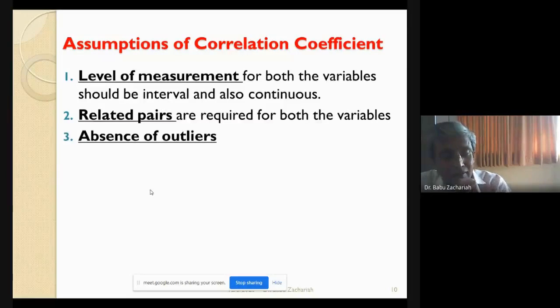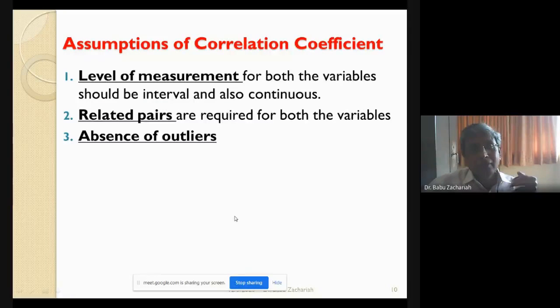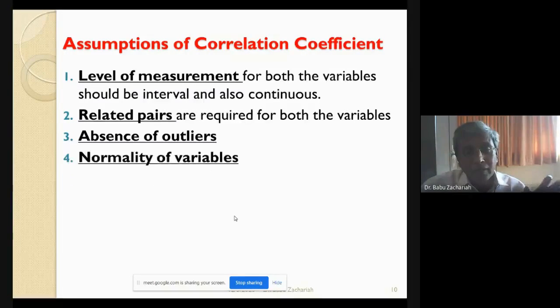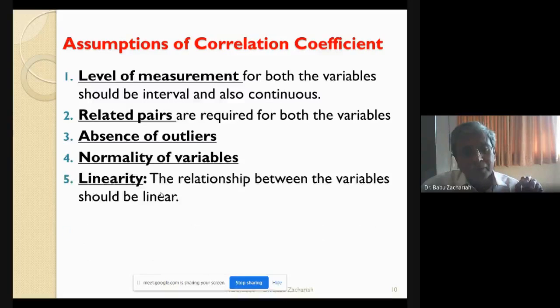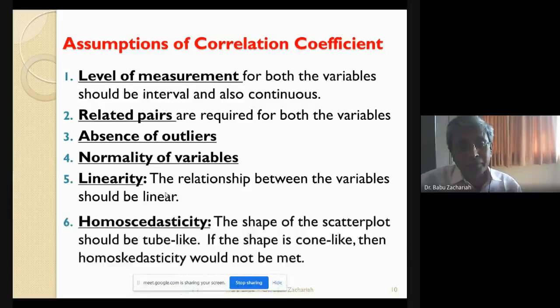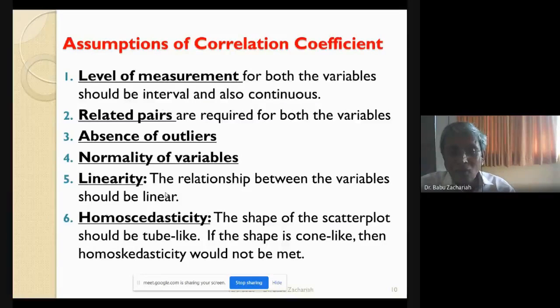And then absence of outliers. If extreme values are there, then that is not good for calculating this. And both the variables involved, x and y, should be normally distributed. And another thing is that the relationship should be linear. And lastly, homoscedasticity is assumed, meaning the shape of the scatter plot should be tube-like. If the shape is cone-like, then homoscedasticity will not be met.